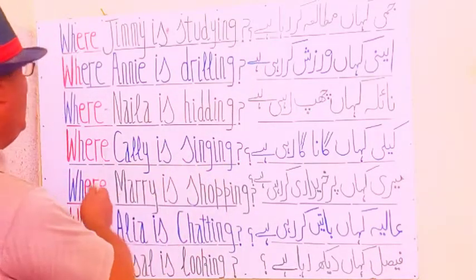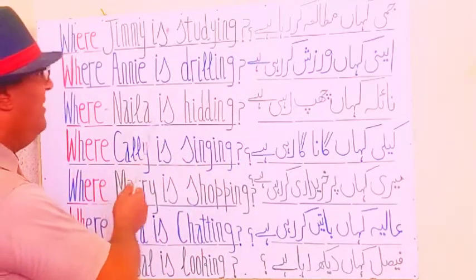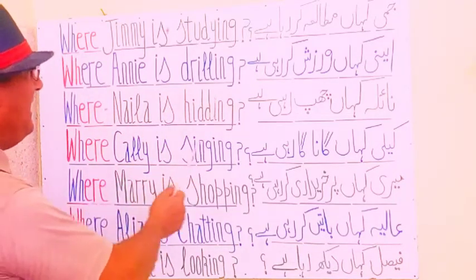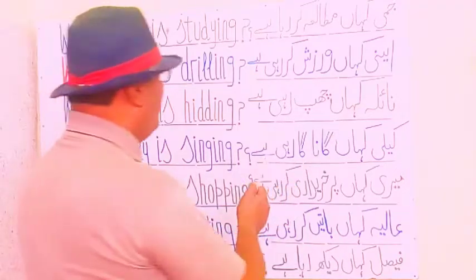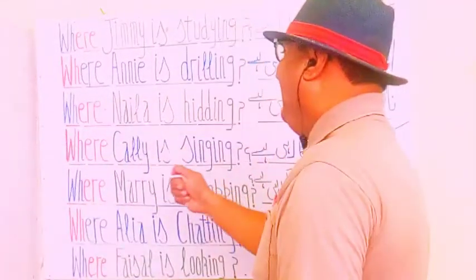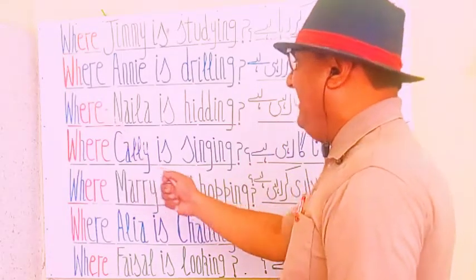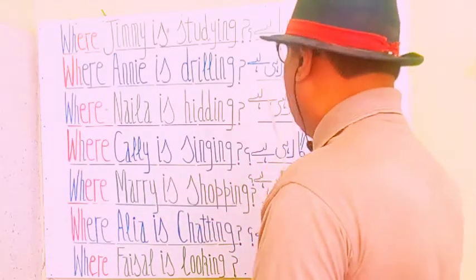And next one is where Annie is drilling. Where Annie is drilling. Annie कहाँ वर्जिश कर रही है.